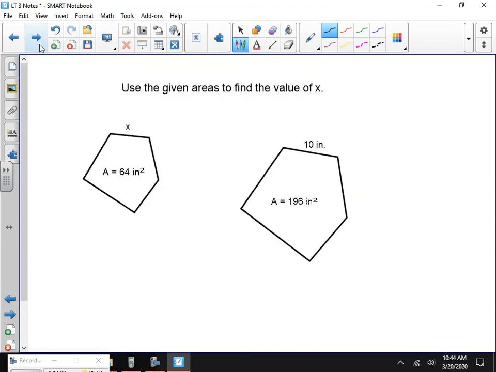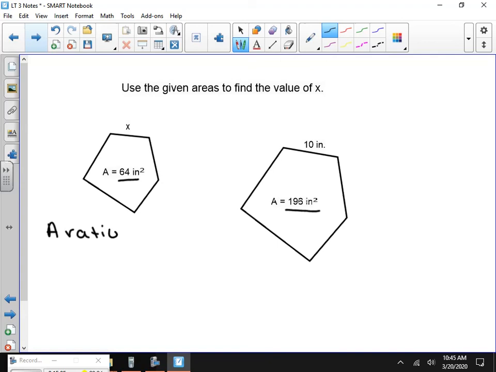All right, it says use the given areas to find the value of X. Okay, so step one, we're going to focus on what they gave me. Between the dimensions that they give me, I have both areas. So they gave me the area ratio. Let's identify that. I'm going to do small over big, so I'll do 64 over 196. Okay, that's my area ratio.